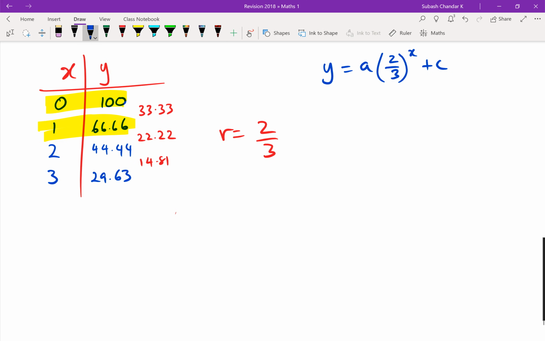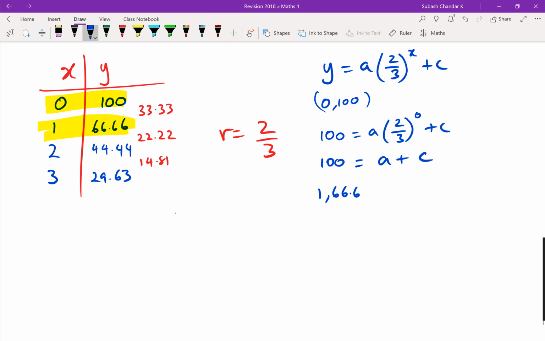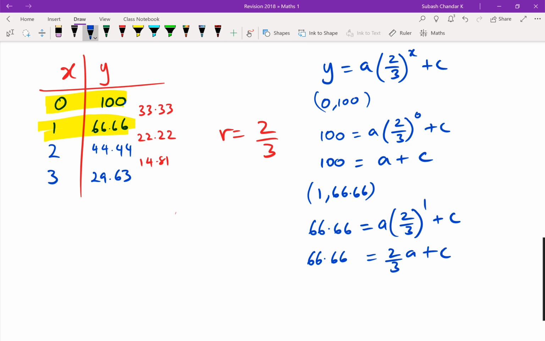Okay, so the first point I'm going to use is 0, 100, which means I have 100 equals a times 2/3 to the power of 0 plus c. Now remember, any number to the power of 0 is 1, so I can say 100 is equal to a plus c, because 2/3 to the power of 0 becomes 1. The next point I'm going to use is 1 and 66.66. So I've got 66.66 equals a times 2/3 to the power of 1 plus c. So this becomes 66.66 equals 2/3 a plus c.